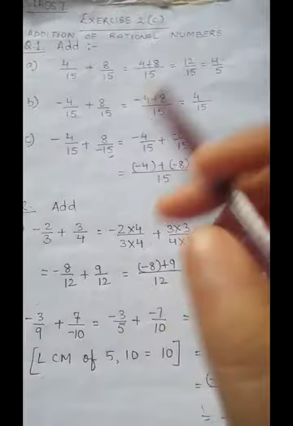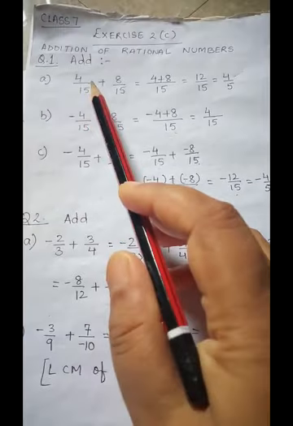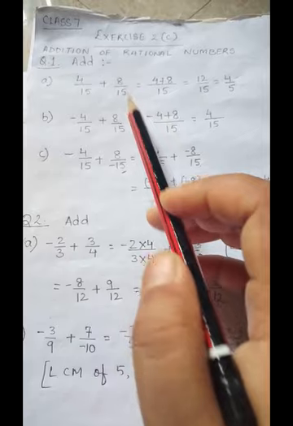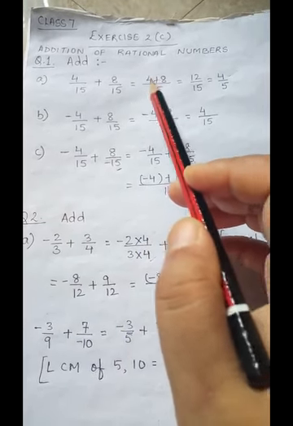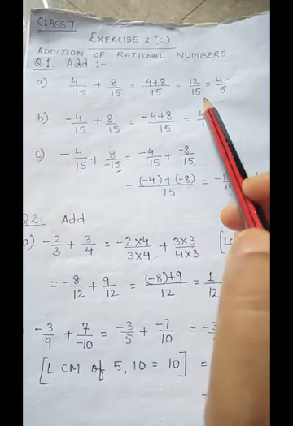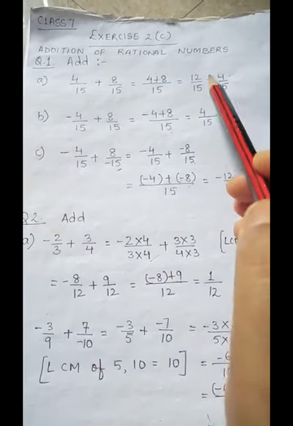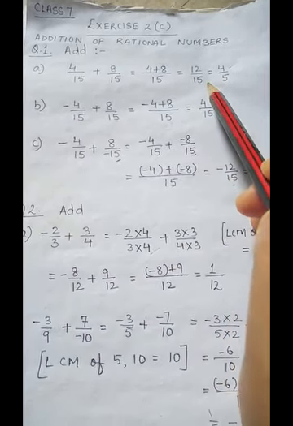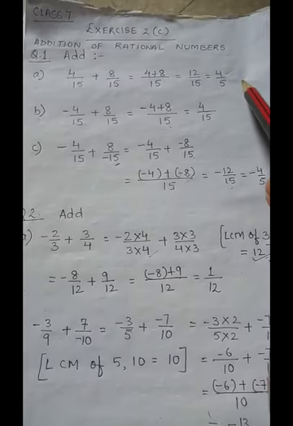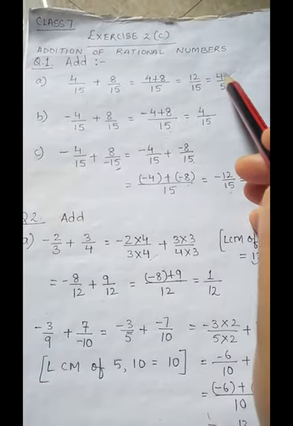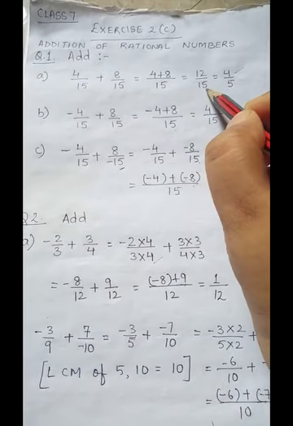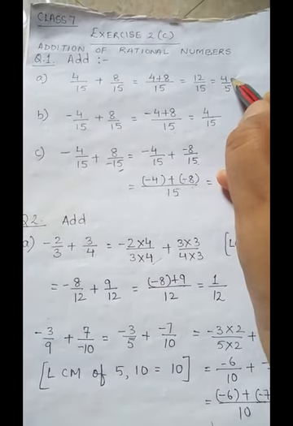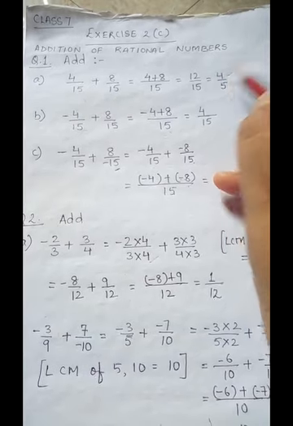Let's take the first example: 4 by 15 plus 8 by 15. Keeping the denominator the same, we will add the numerators. So it is 12 by 15, and this 12 by 15 we can convert into lowest term. When we divide it by 3, we get 3 fours are 12 and 3 fives are 15. So the answer is 4 upon 5.